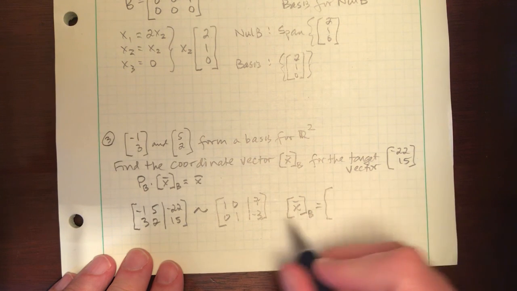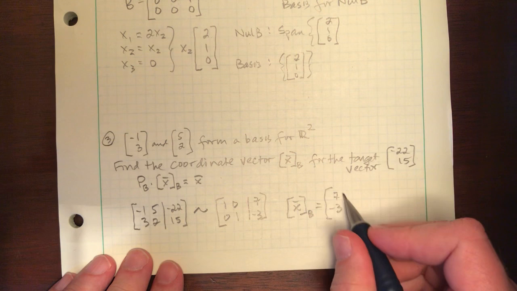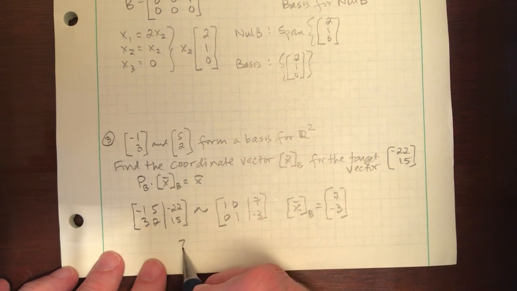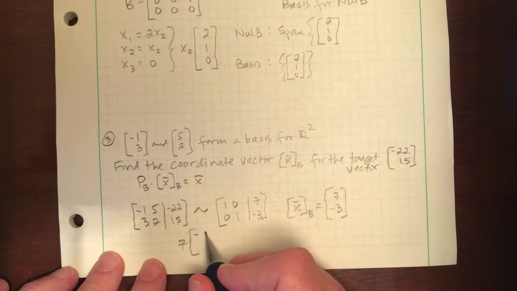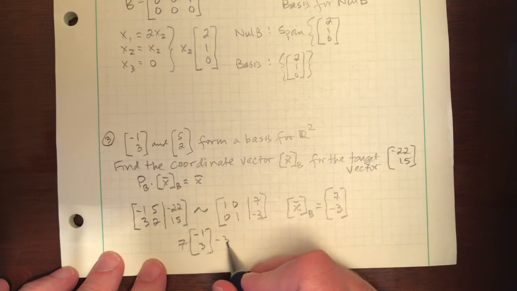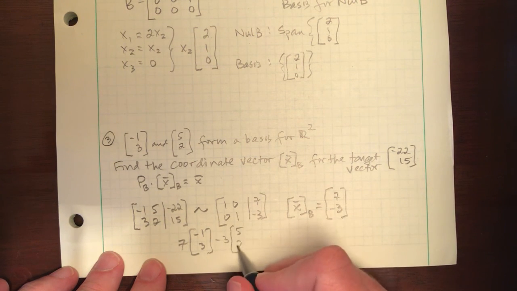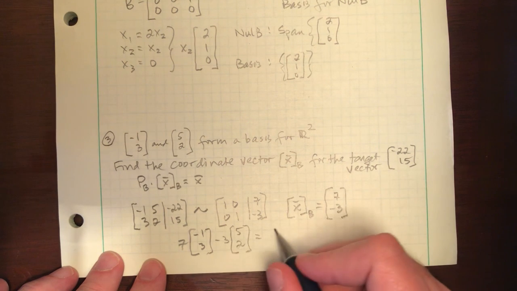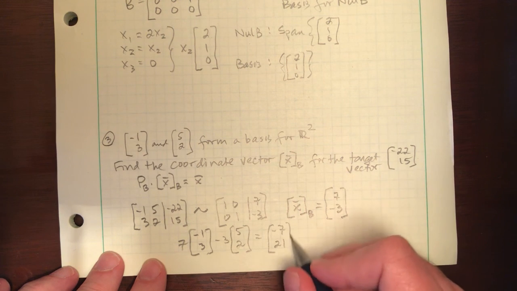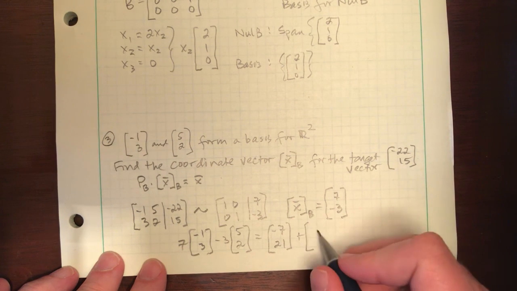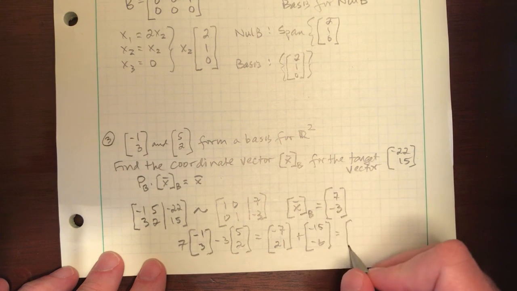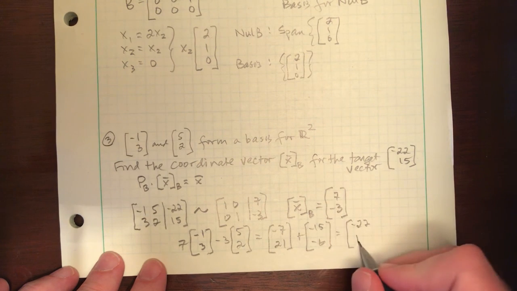is my final column, (7, -3). What does that mean? That means if I were to take 7 of that first column and minus 3 of that second column, we would get for a moment (-7, 21) plus (-15, -6) for a final vector (-22, 15).